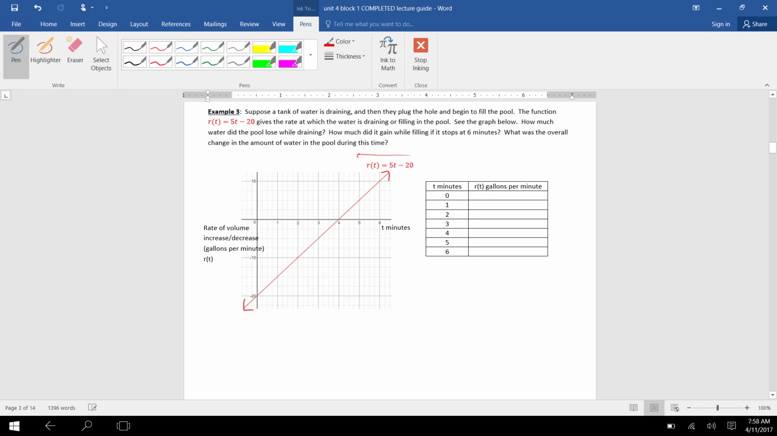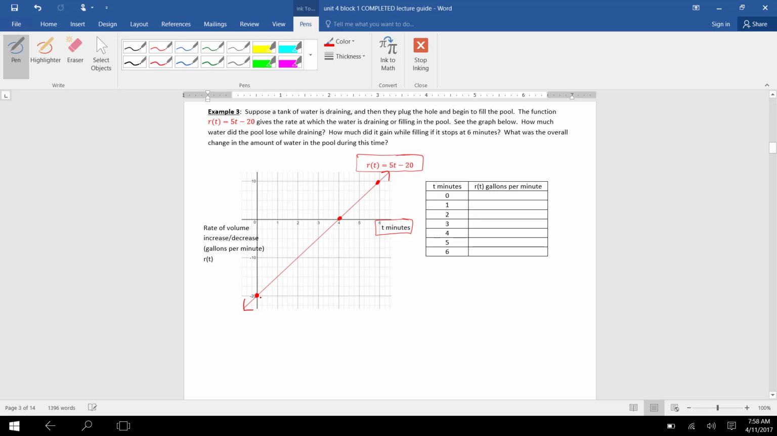The function r of t equals 5t minus 20 gives the rate at which the water is draining or filling in the pool. You plug in t minutes, and it outputs the volume increase or volume decrease rate in gallons per minute. Before we dive into answering the actual questions posed to us in the problem, let's look at the given function and the graph, and let's label a few points and make sure we're really clear on the meaning of these points in context.